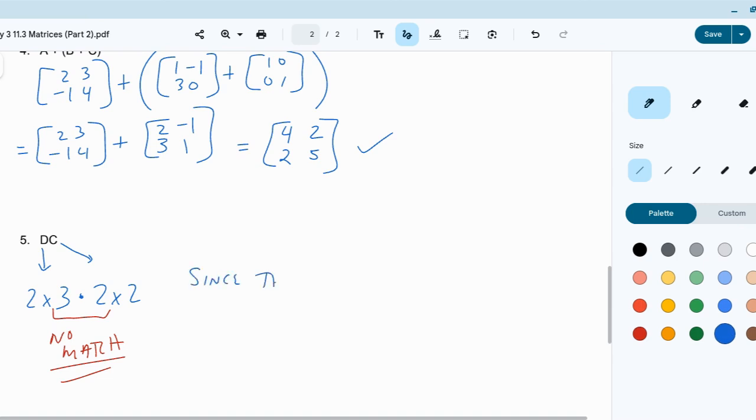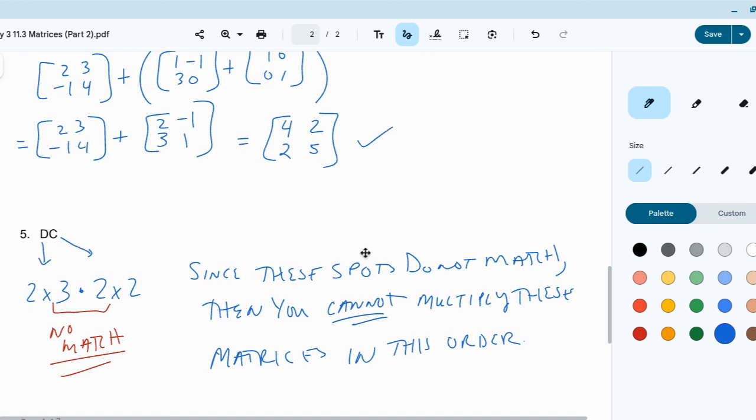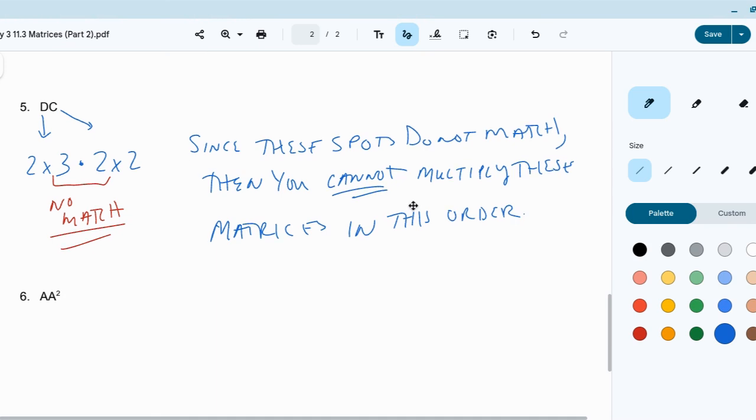Since these spots do not match, okay, then you cannot multiply the matrices. The important thing I should say is multiply these matrices in this order. Because technically, if instead I asked you to multiply C times D, they would match. And then you could multiply. So that's a little interesting thing to think about there.